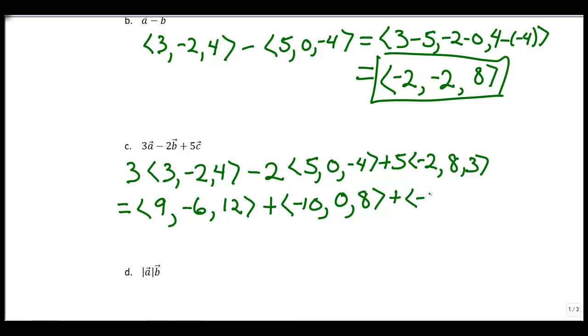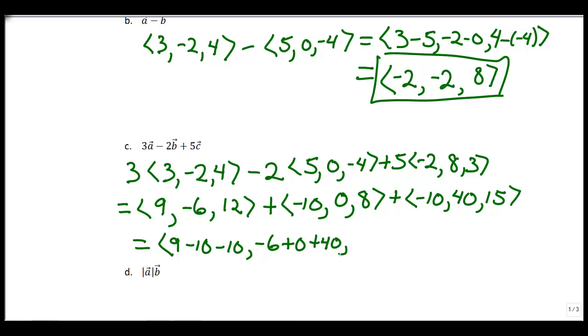Plus 5 times negative 2 is negative 10. 5 times 8 is 40. 5 times 3 is 15. And then, as before, I add the components. So I get 9 plus negative 10 plus negative 10. That's 9 minus 10 minus 10. And then I get negative 6 plus 0 plus 40. And then I get 12 plus 8 plus 15.